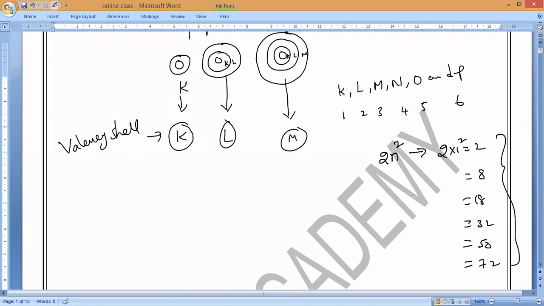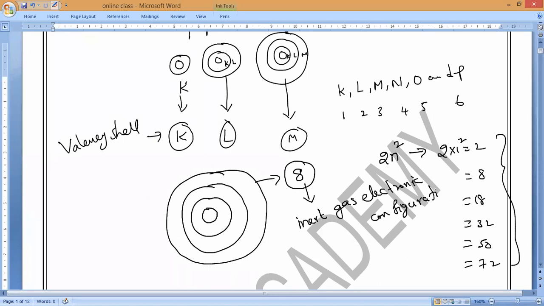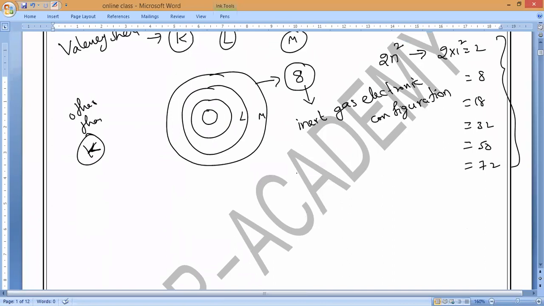Now, whichever shell is the valency shell, the maximum number of electrons which we can fill, except for the K shell, is how many? Only 8 electrons. This is what we call the inert gas electronic configuration, or we can say the stable gas electronic configuration. So other than the K shell, the maximum number of electrons we can fill from the L shell, L, M, N, O, P, Q, whatever it is, is only 8. This 8 is what is called the octet rule.